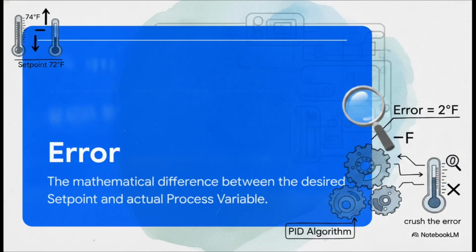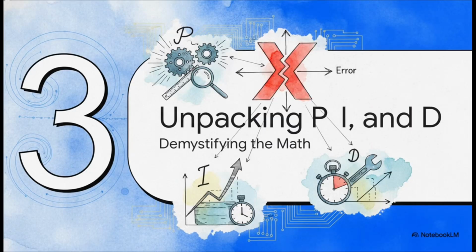Step 3 in that loop brings us to a really vital term, error. Now, in everyday life, an error implies a mistake, right? But in control logic, error is simply the mathematical difference between your set point and your process variable. It's just the gap. If you want the room at 72 degrees and it's currently 74, your error is exactly 2 degrees. The entire existence, the whole purpose of the PID algorithm is to calculate that error and relentlessly crush it down to 0.